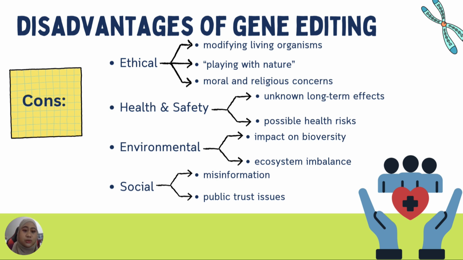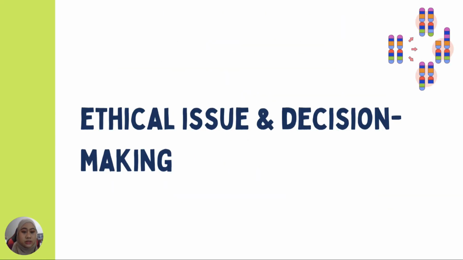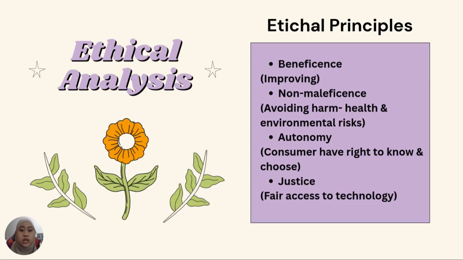So what happens? It will lead to misinformation in society and public trust issues. Gene editing is a good thing, but in the end, if these kinds of controversies occur, there is a loss of public trust itself, an issue which I will share with you guys later. So now we go to the ethical issues and decision making. Looking into the ethical principles, we have four principles that we all know: beneficence, non-maleficence, autonomy, and justice.